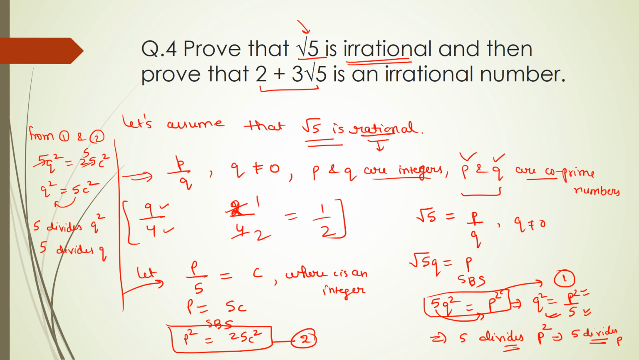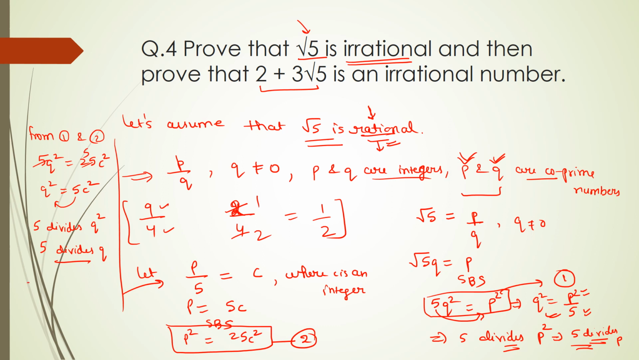But what? 5 divides both p and q. If 5 divides both p and q and is the common factor between p and q, that means p and q are not co-prime. If they are not co-prime, then our assumption was wrong. Because this contradicts our assumption, right? That means root 5 is not rational, which we assumed. It is instead irrational. Does this make sense?